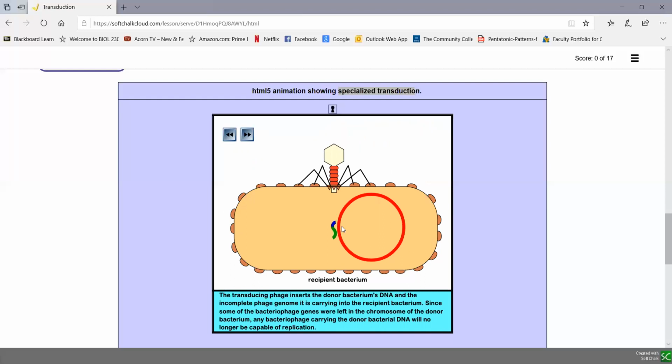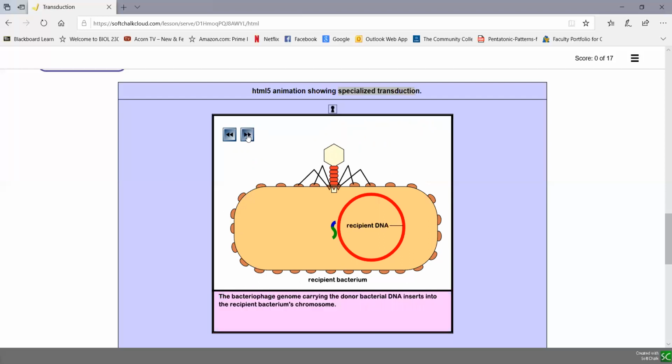But now as the viral genome inserts into the recipient's chromosome to become a prophage, what's also being inserted is that little bit of blue bacterial DNA, which now becomes a part of the recipient's chromosome. And during binary fission, of course, every donor bacterium will carry that little piece of blue bacterial donor DNA.